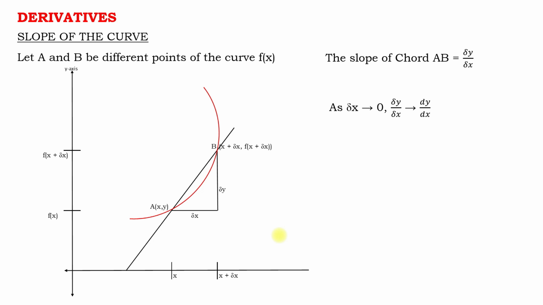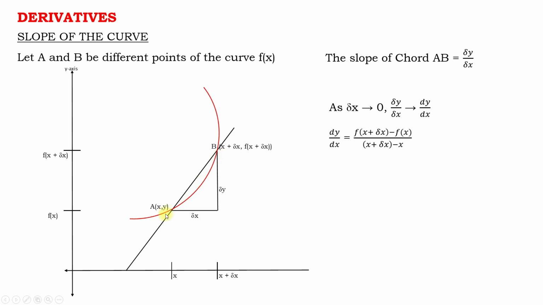So for our differentiation we use this symbol. This is like change of y divided by change of x. So when we find the slope of chord AB, you see it is slope of chord AB. It is like we assume that this curve from point A to point B is like a straight line, like this chord here, right?